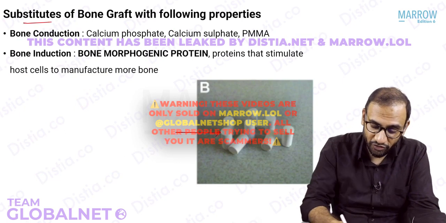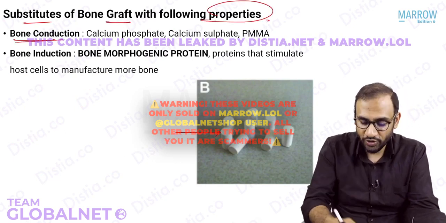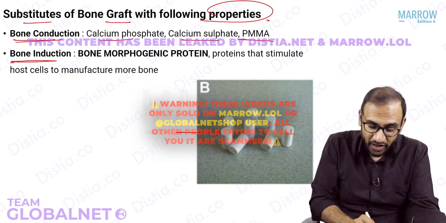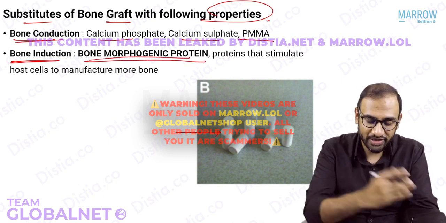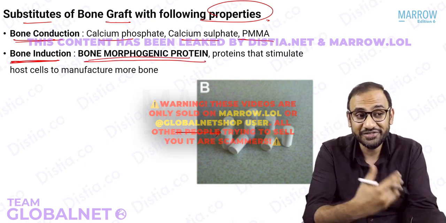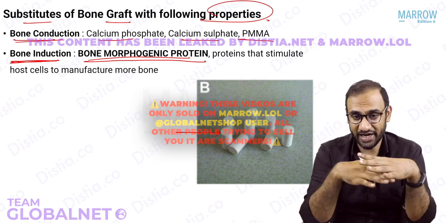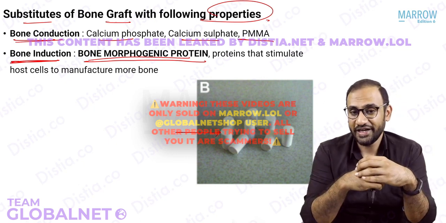So substitutes of bone graft have the following properties. The osteoconduction property I've told you: calcium phosphate, calcium sulfate and polymethyl methacrylate. And osteoinduction properties: bone morphogenetic proteins. These stimulate the host cells to manufacture bone. Nowadays, we are getting artificial bone substitutes that have both properties. They act as a scaffold or canvas, and they are also osteoinductive.